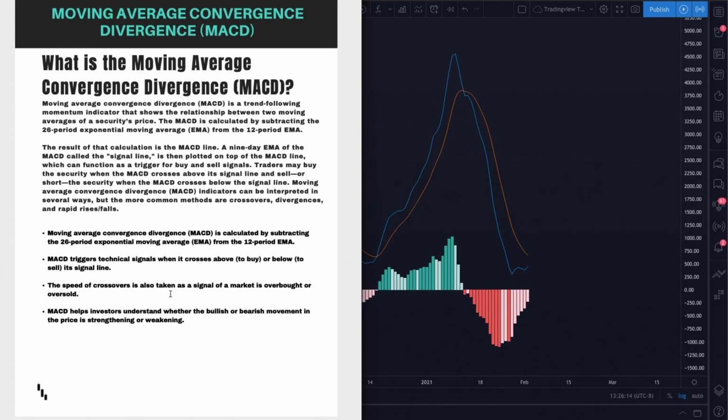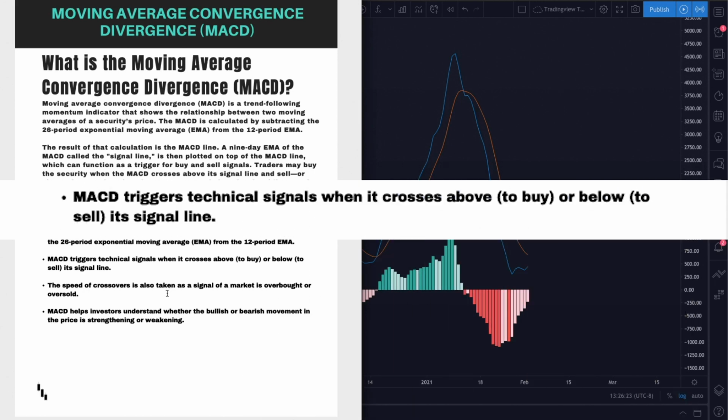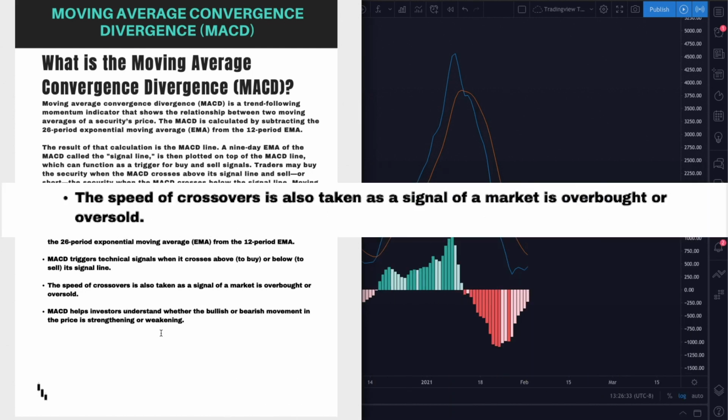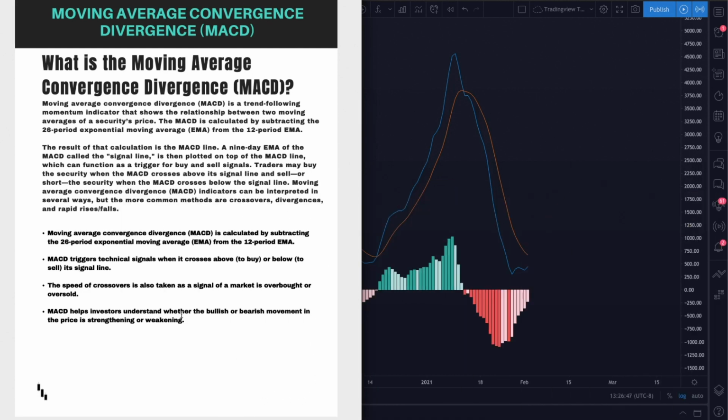So just to review here, the MACD is calculated by subtracting the 26-period EMA from the 12-period EMA. MACD triggers technical analysis signals when it crosses above to buy or below to sell, as bullish and bearish crosses of its signal line. The speed of crossovers is also taken as a signal of a market being overbought or oversold, and the MACD helps investors understand whether the bullish or bearish movement in price is strengthening or weakening. So this is more of a momentum indicator. It's letting you know the strength of the trend.